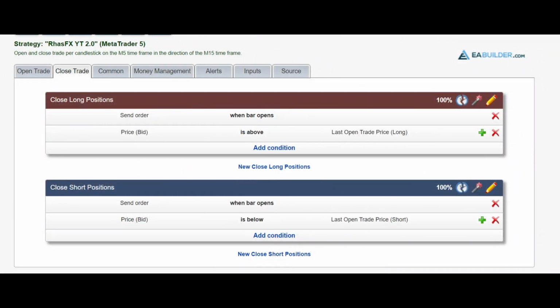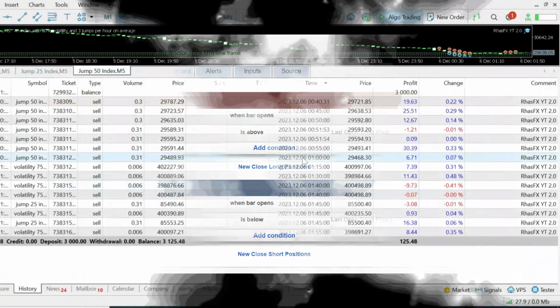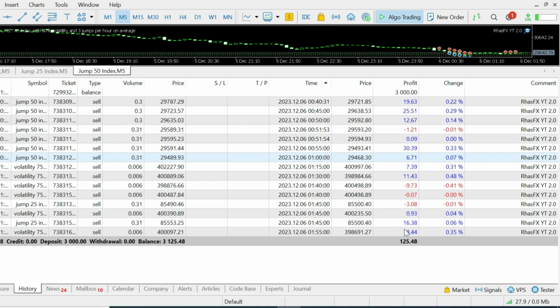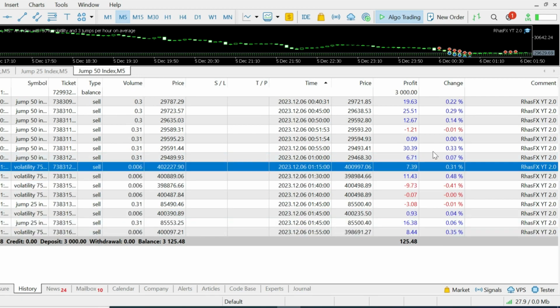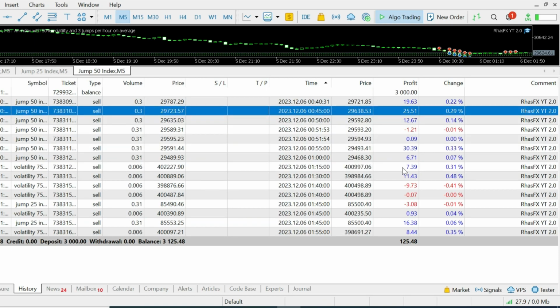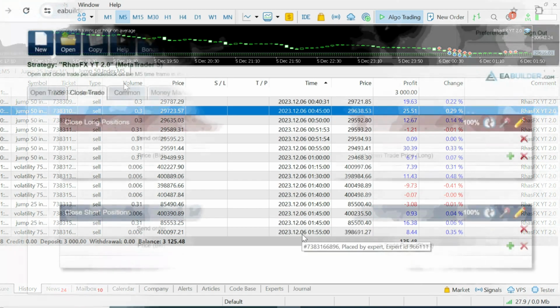The second condition would be the next bar open, meaning the trade will close upon the opening of the next candle that is below the open trade price. This goes without saying that any long trade currently running in drawdown will be left open until it hits stop loss. And just like that, ladies and gentlemen, you've successfully created your first scalping expert advisor.